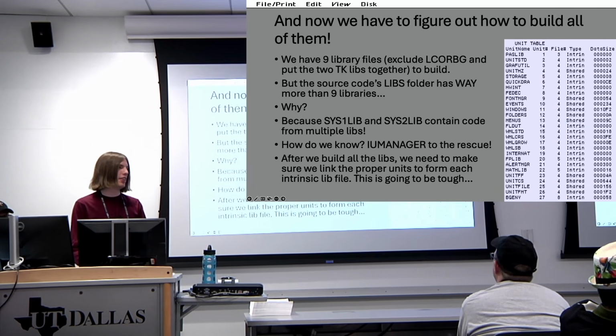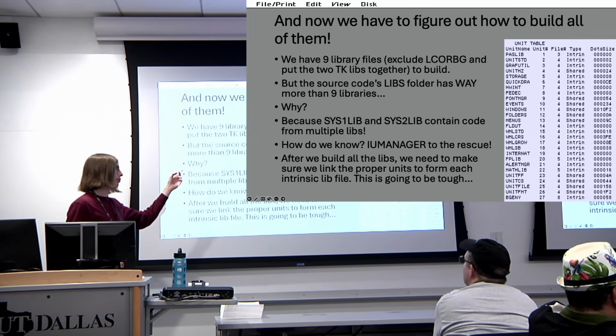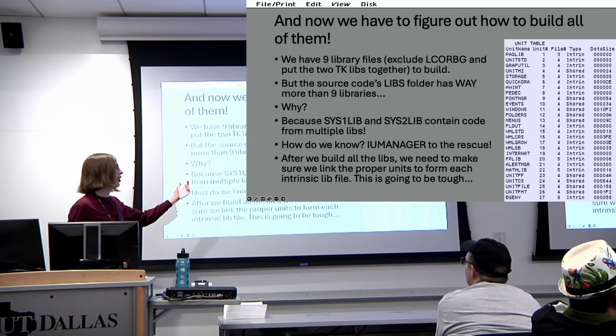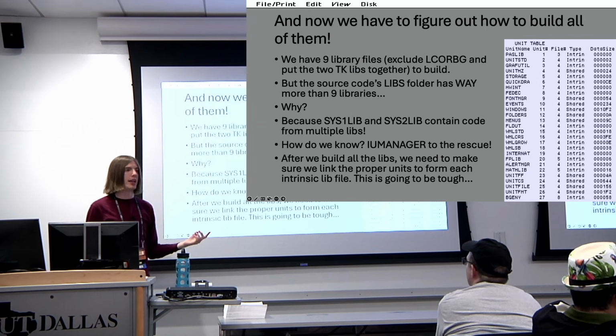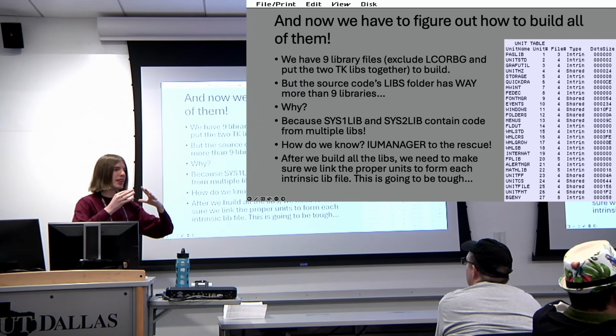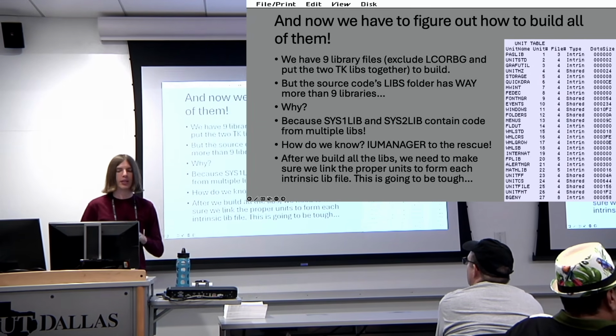The libraries folder in the source release has a lot more than just those, but when you consolidate them down, there are basically just 9 libraries there. So how do we figure out what code needs to be packed together, linked together to form each of those libraries?